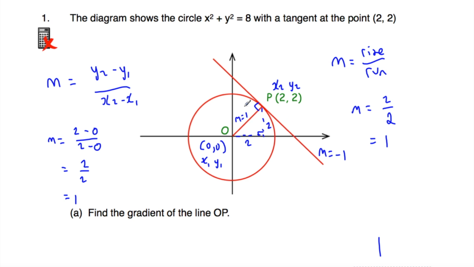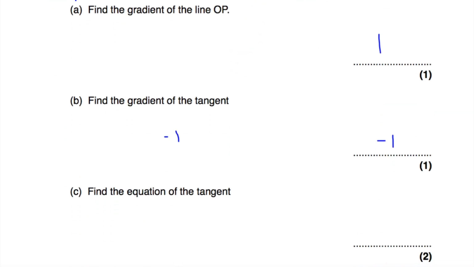And let's just check it. If we multiply the two gradients together, 1 multiplied by -1 is equal to -1. And if two lines are perpendicular to each other, the gradients will multiply together to be -1. And that's it. So we found the gradient of the tangent. That's fantastic. Okay, then part C.